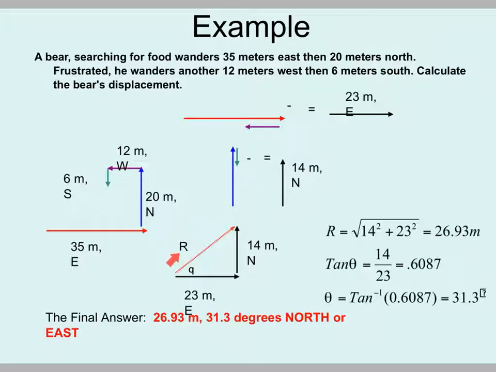We're going to use the Pythagorean theorem. Remember that c equals the square root of a squared plus b squared. So we will get the resultant right here as being the square root of 14 squared plus 23 squared. We get 26.93 meters. Now we also need to determine his angle. So we will use our tangent. When we do our tangent, we take our opposite divided by our adjacent, and we get 0.6087 because we had the 14 divided by 23. Again, to get the angle, we will take the inverse of the tangent, or the second tangent. So we would hit second tangent of 0.6087. We would get an angle of 31.3. So our final answer would be the bear moved 26.93 meters, 31.3 degrees north of east.